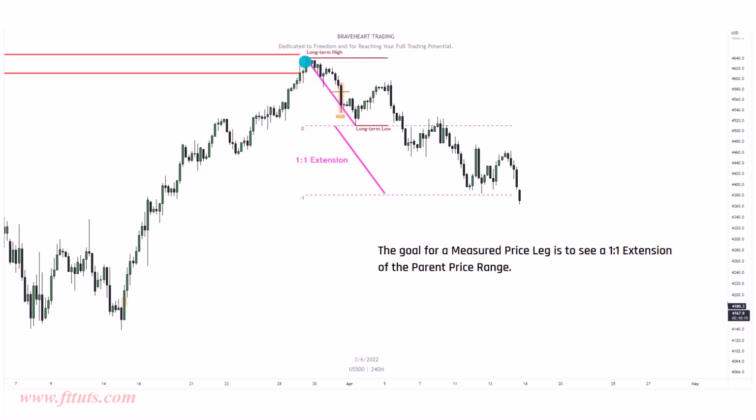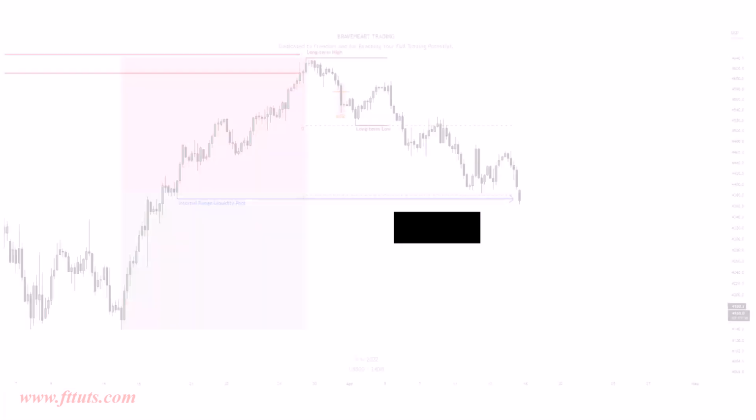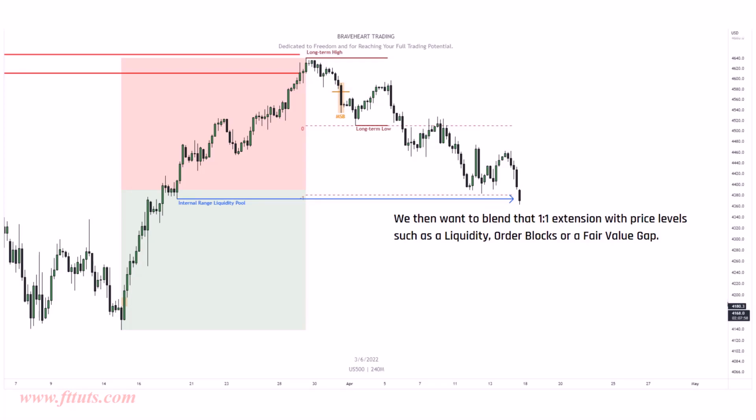That range, we want to mark that out, long-term high, long-term low, and then we want to extend this out for a one-to-one extension, and that should be our first profit objective. Then the goal for swing projections is to blend that with price levels. So if you really want to get precise, make sure to blend the extension with a price level to the left of the chart, and you want to be using liquidity, order blocks, or fair value gap.